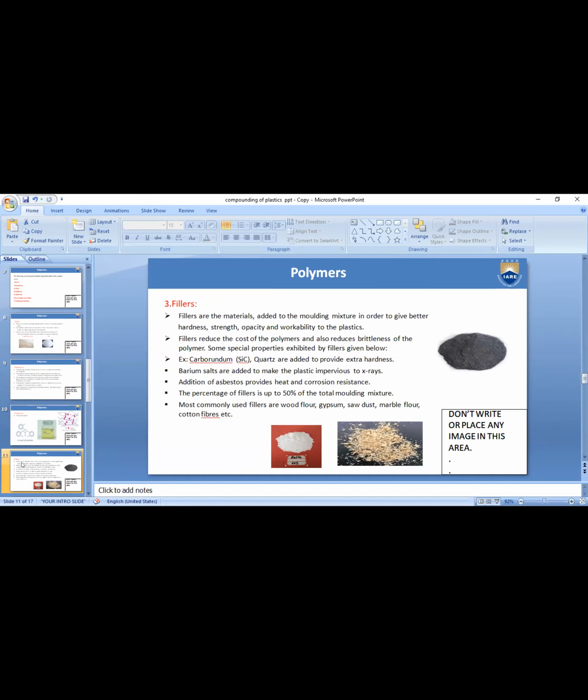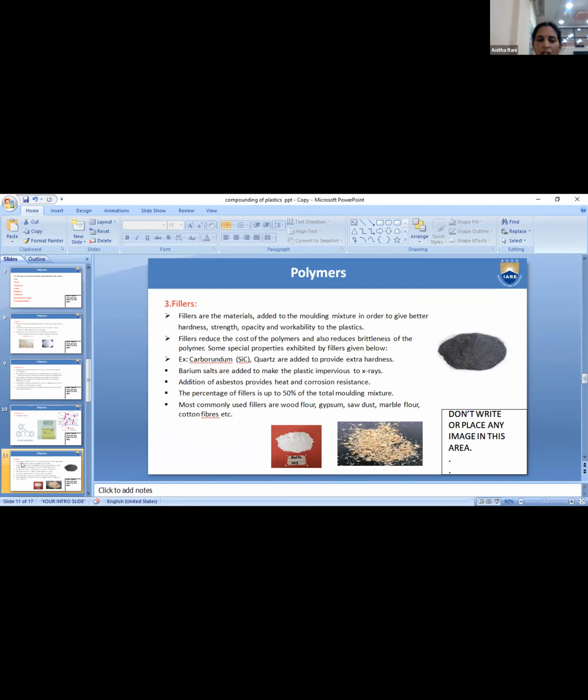To give better hardness and strength. Better hardness. What are we adding? Example, tell me. Carborundum. Carborundum, okay. So why are we adding barium salt?